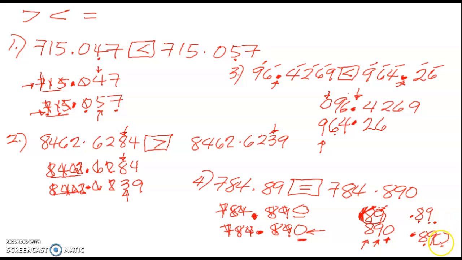The thousandths place here are the same. They are of no value. This digit has no value, it is a placeholder. We can put here 0 or as many zeros as you can, and it has no value at all. Okay, so our answer here is equal. Okay, that's it for comparing decimals.